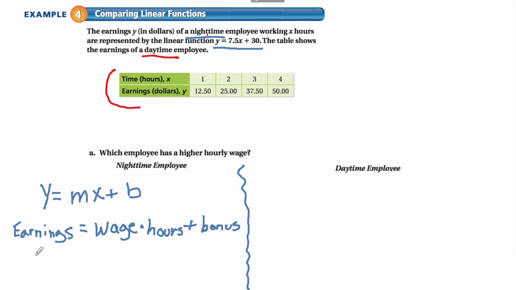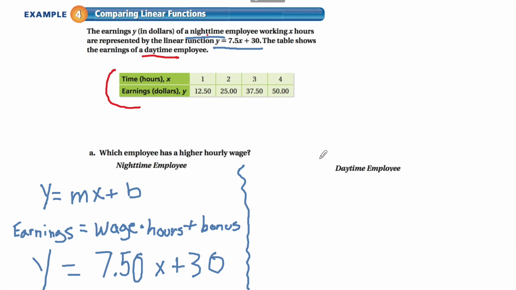So let's write this out. His earnings will be y. It's going to be equal to 7.50 times x, which is the number of hours that he works, plus $30. So he makes $7.50 an hour and gets a bonus of $30 just for showing up to work that day.